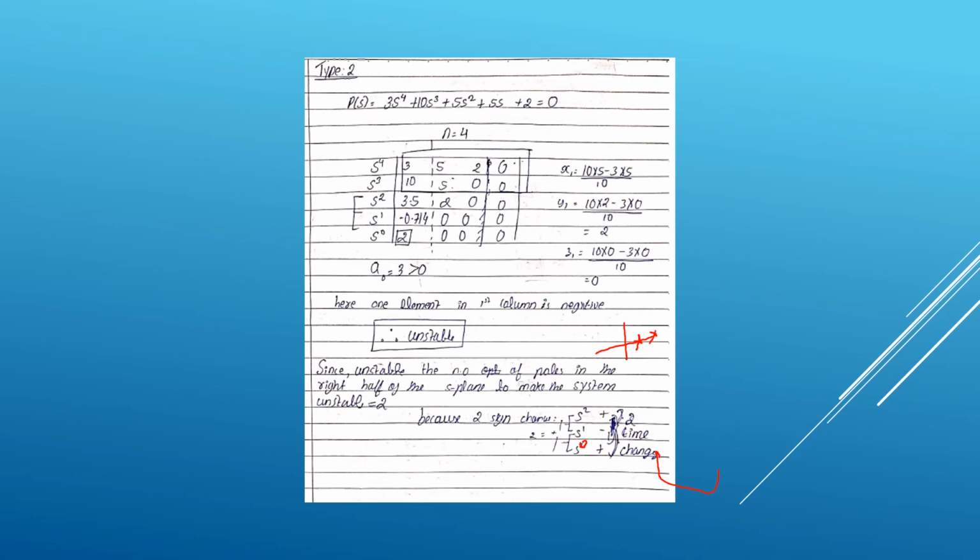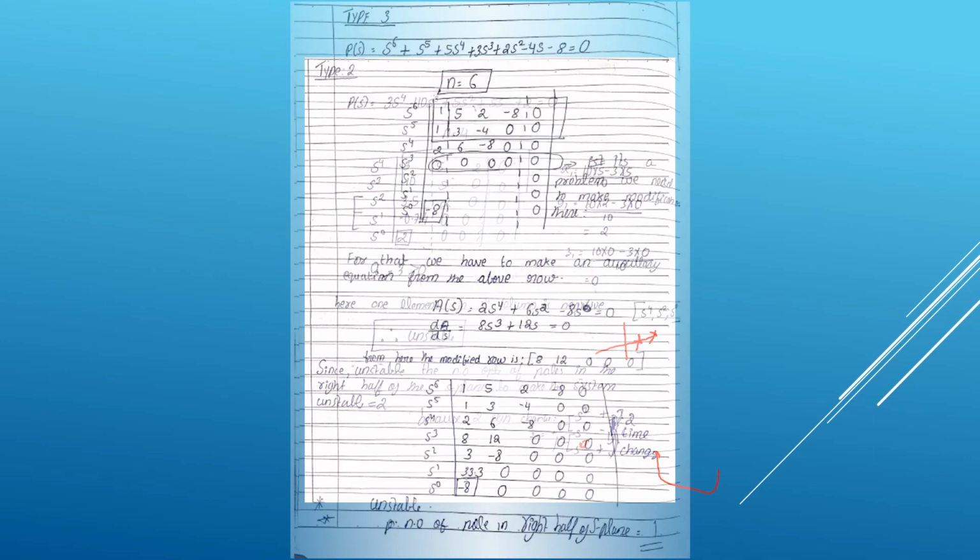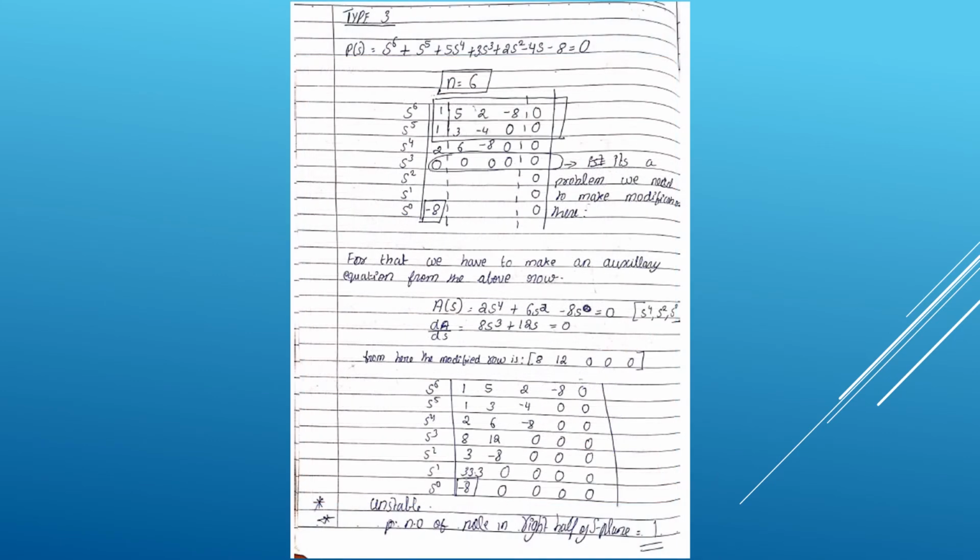Okay. Then the next type is where all the elements in a row are zero. It's a problem. We cannot continue with that type of problem. So we need to modify that row. We need to remember that if all the elements of a row become zero, we need to stop at that point, and we should remember we need to modify it this way.